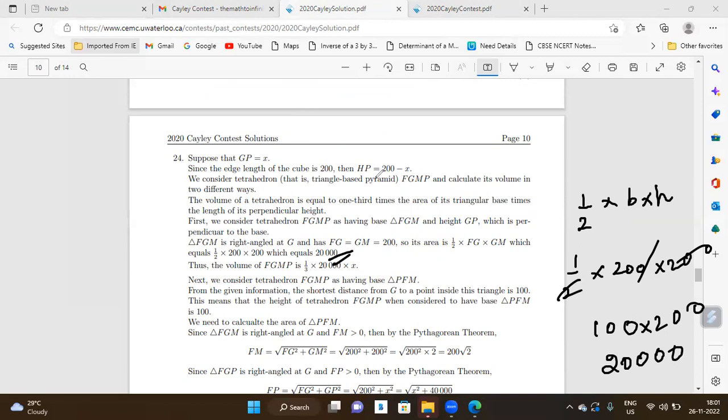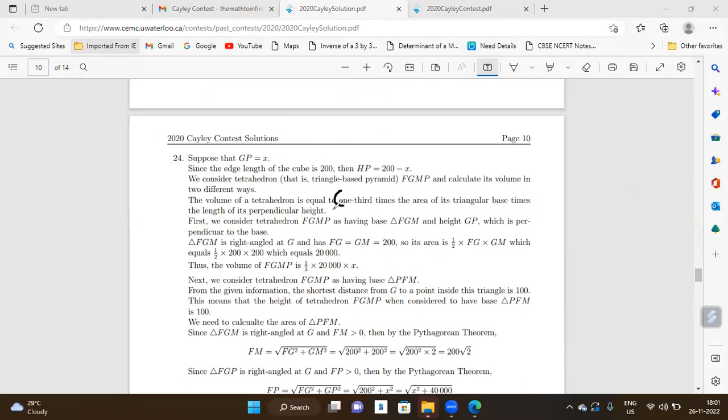All right. And also, from this information, they said the volume of the tetrahedron is equal to 1/3 times the area of its triangular base times the length of its perpendicular. So you are just going to multiply this by 1/3 times the area of its triangular base. The area of the triangle is 20,000. That also you are substituting. Base times the length of its perpendicular height. So what is the perpendicular height? We know the perpendicular height is GP and GP is X. So which is why you're having X here. Can you follow this? Okay.